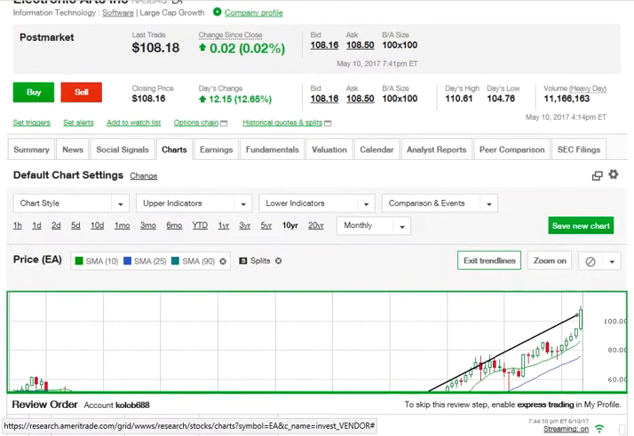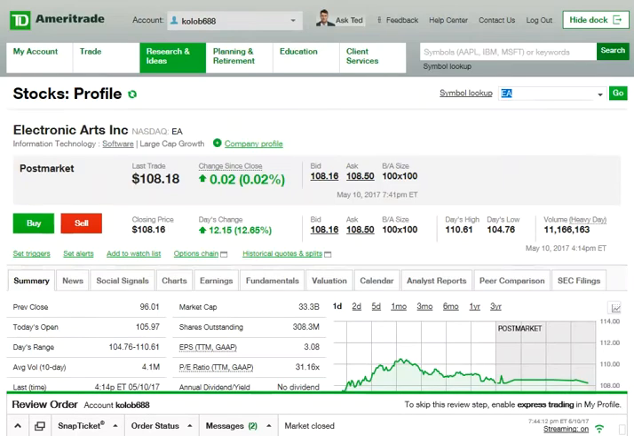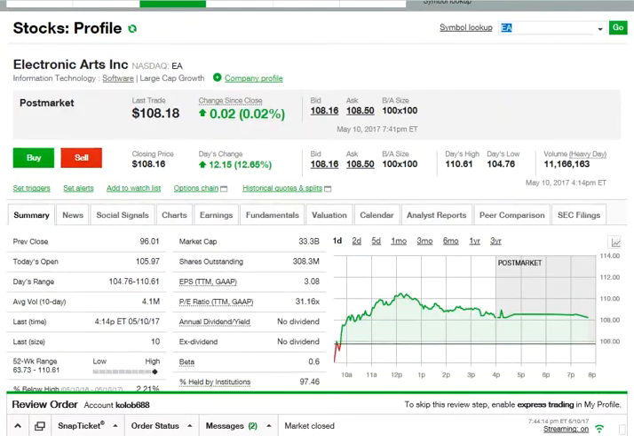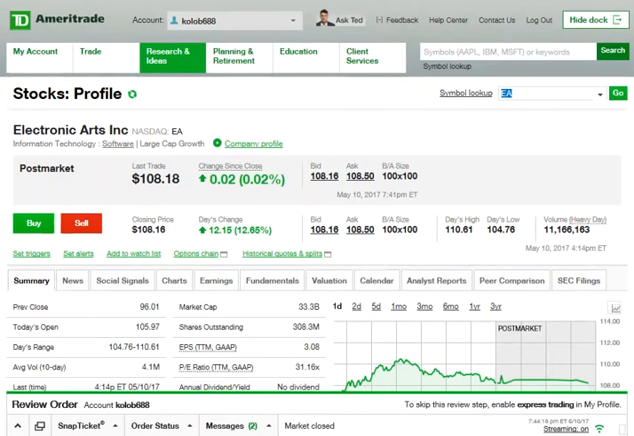But anyways, EA is looking pretty good. And let's say you buy 100 shares. It looks like the last trade is $108.18 per share. So you would need $10,818 to buy 100 shares.